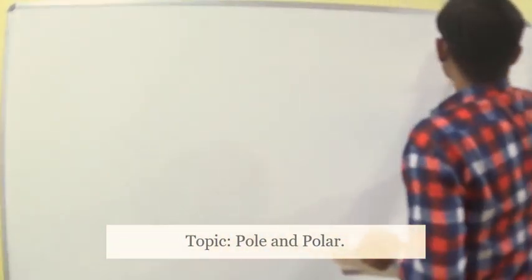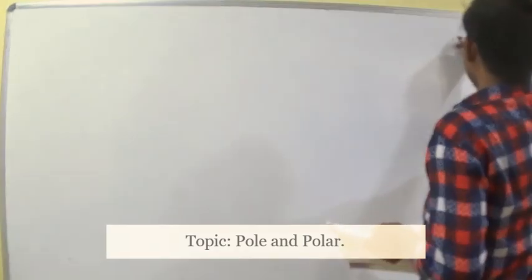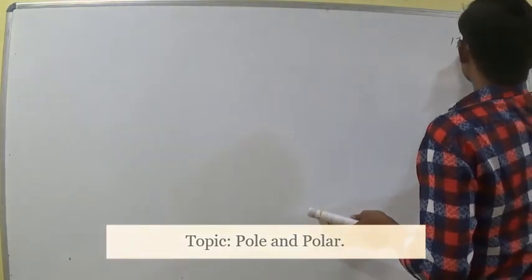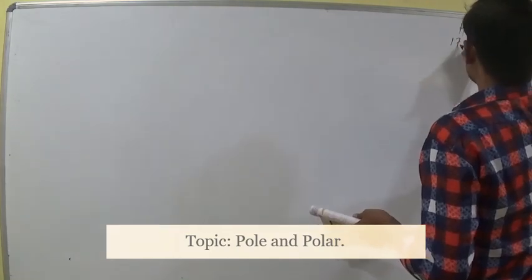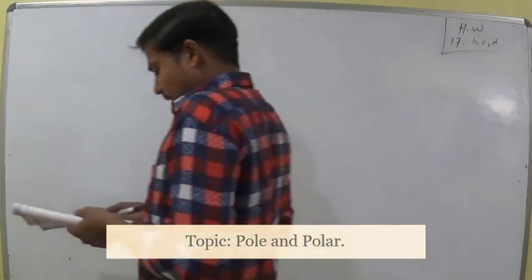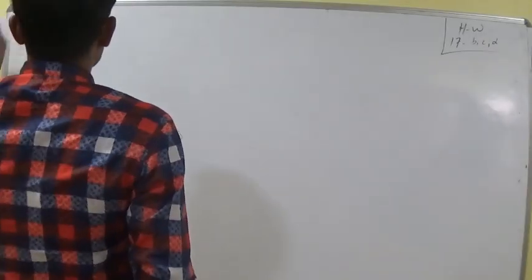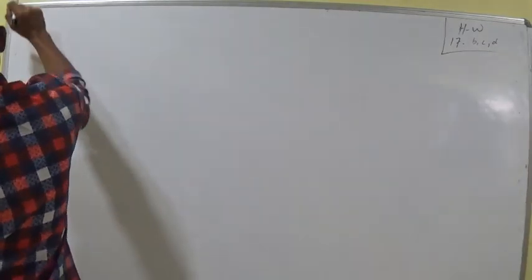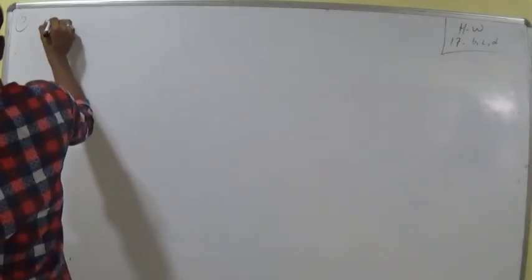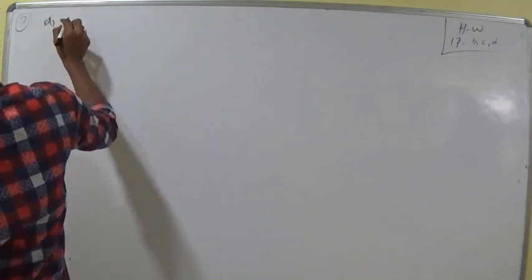17th, homework: 17th Roman, and B, C, D are homework. Parametric equations are given, then find the equation of the circle. 17th one, first one, I mean to say A.